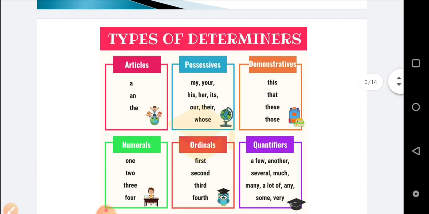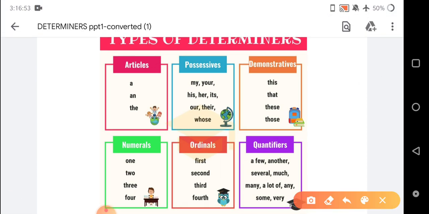Now we have types of determiners. Determiners can be broadly categorized into 6 categories. First one, which you are already aware of, is articles a and the. We will do them again in detail. Then we have possessives, which show possession of a noun: my book, your book, his book, her book, and so on. Then we have demonstratives, which point out a noun and are more specific.